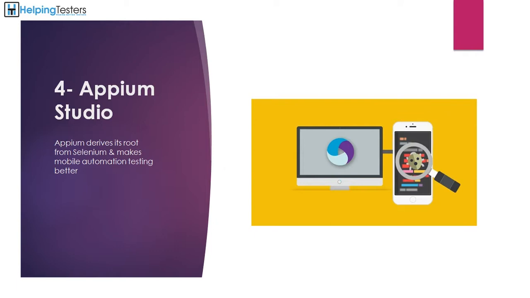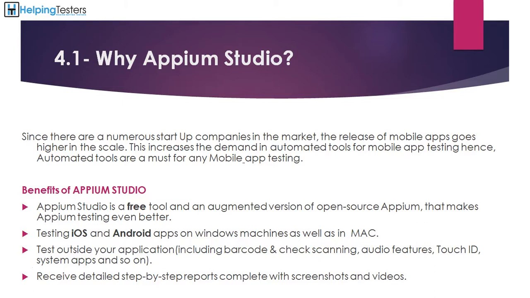Appium is a tool derived from Selenium. Whereas Selenium is used only for automating web applications, Appium is used for automating mobile applications. It is actually derived from Selenium to make mobile automation testing better. Appium Studio makes it even better. Appium Studio is an even higher version of Appium, so this is widely used for testing mobile applications.